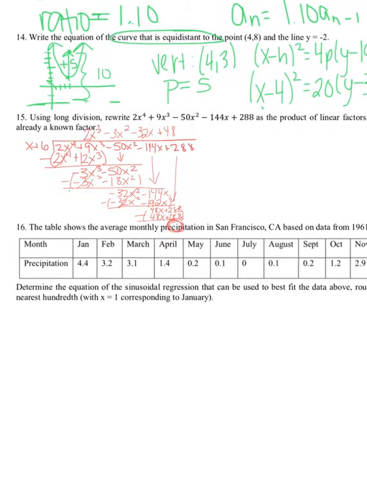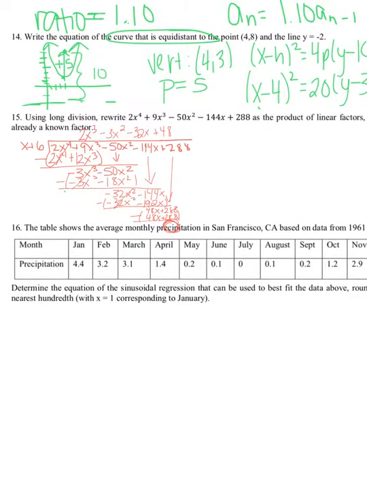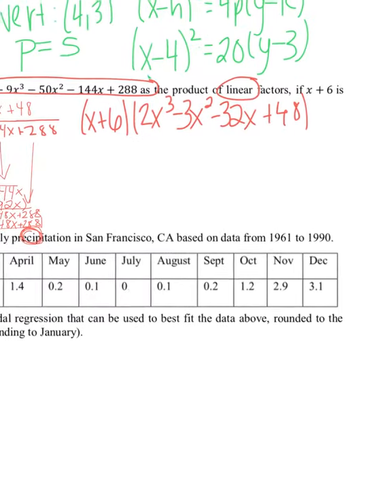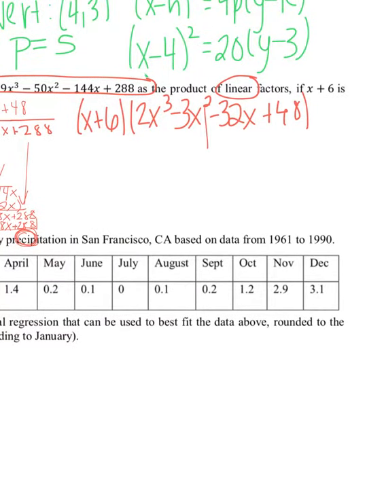So I can rewrite this whole mess. I can rewrite that as x plus 6 times 2x to the third minus 3x squared minus 32x plus 48. Now, if this asks me to rewrite as the product of factors, technically I would be correct. However, this says linear. So everything has to be broken down. That way each factor is only x to the first power. So x plus 6 is fine. That's done.